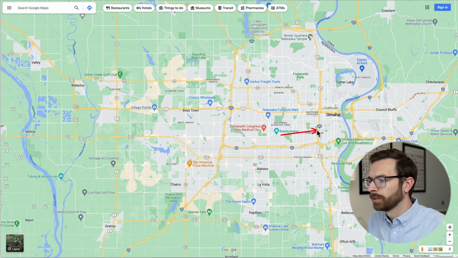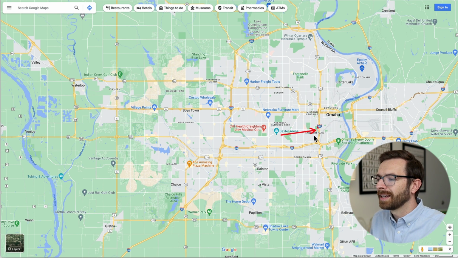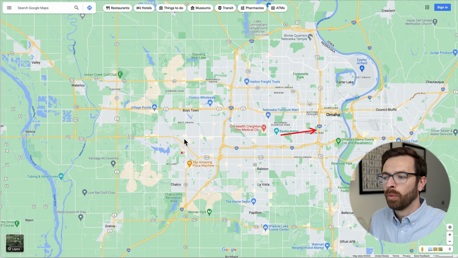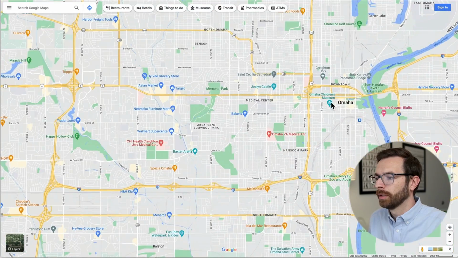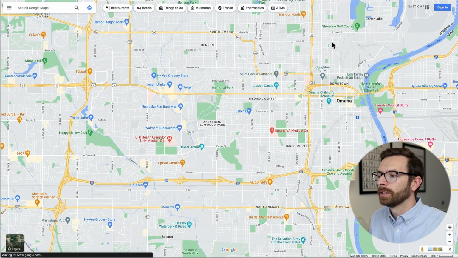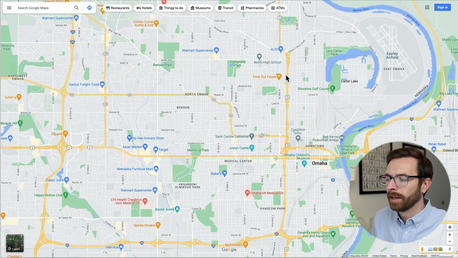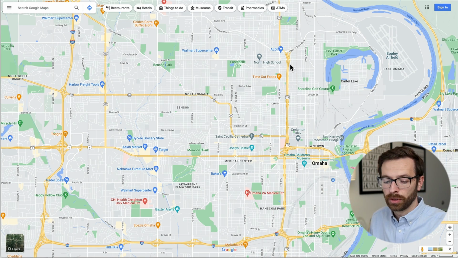Let me pull this up. So 480 is just this kind of narrow strip. And that is what people will use. They'll maybe take I-80 from West Omaha to get to work. And then if they're working downtown, they'll take I-80 to 480 and then get off one of the exits. So there's 480 right there, which will then turn into Highway 75 to go towards North Omaha.